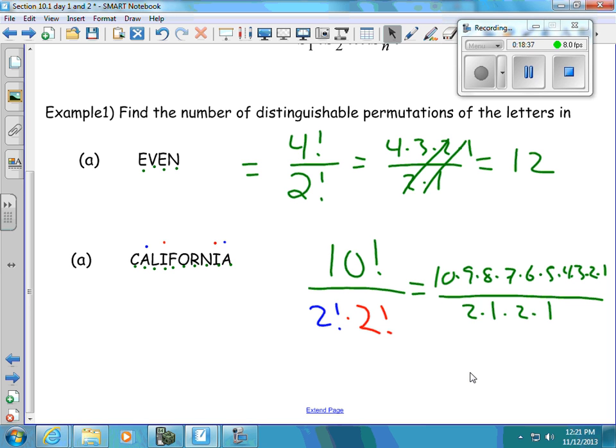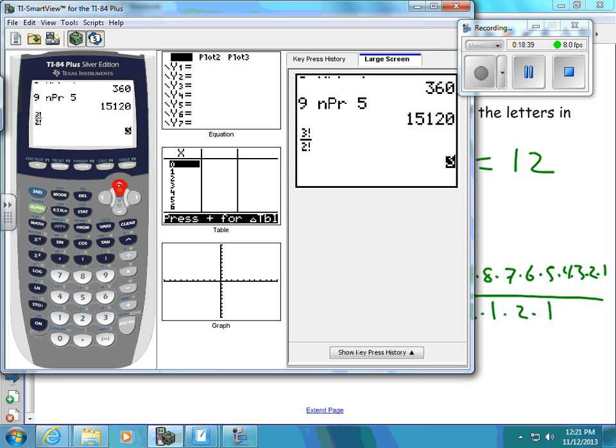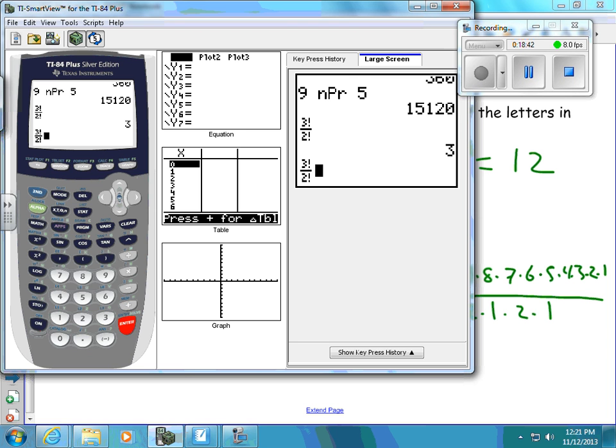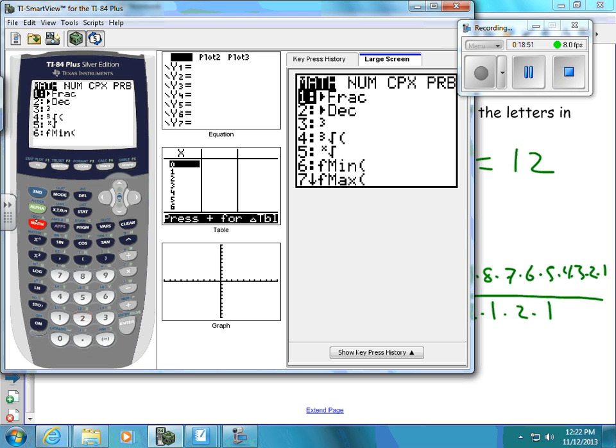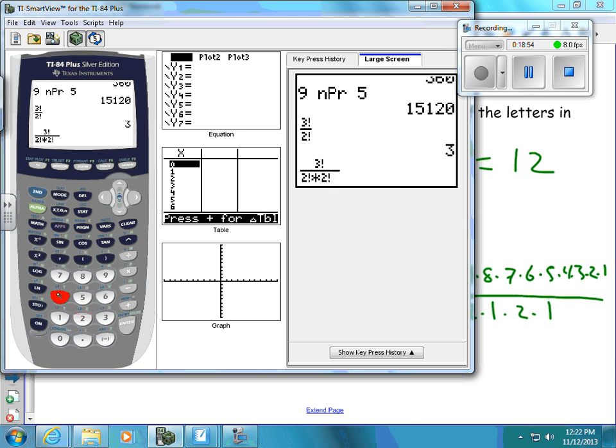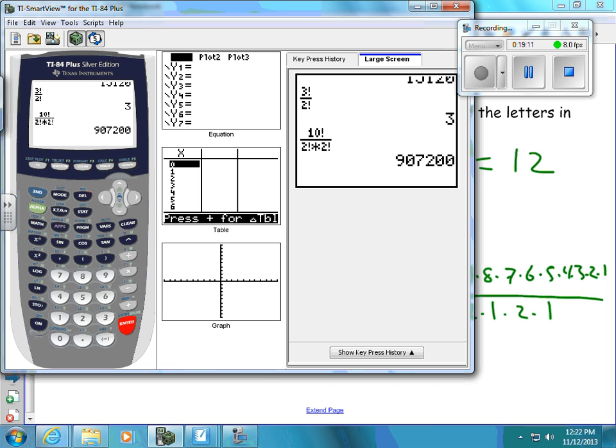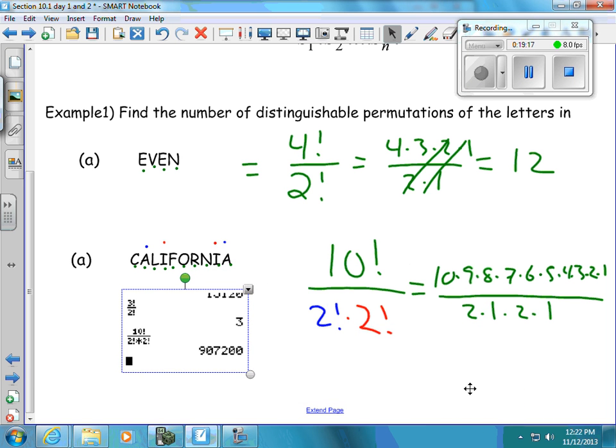Or we could just go to our calculator and we could put it in like this. Which would be 2 factorial times 2 factorial. It's just 2 really, but we'll go through the whole steps for you. And 10 factorial, which would be, insert a 10 here, delete that 3. We get 10 factorial, which is 907,200 ways to order the letters in California.